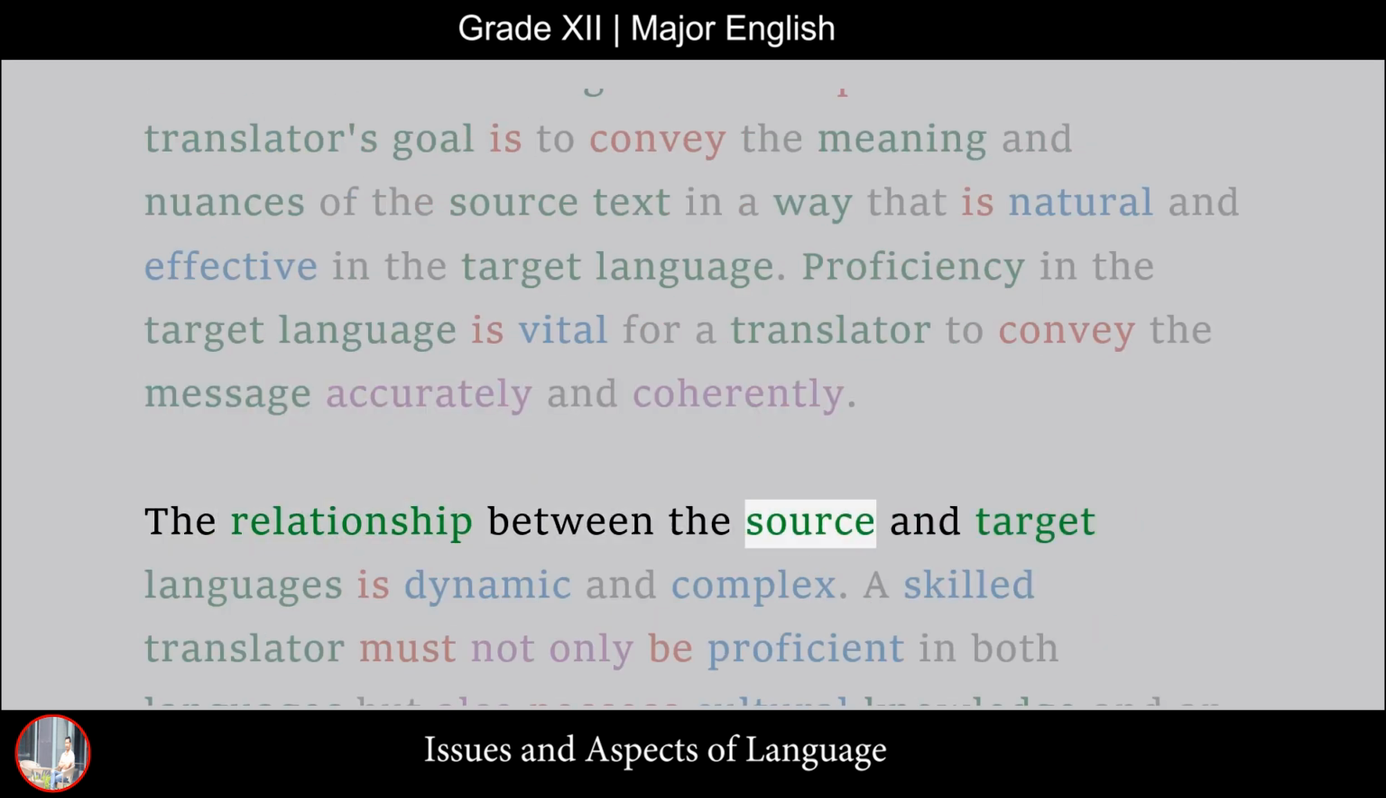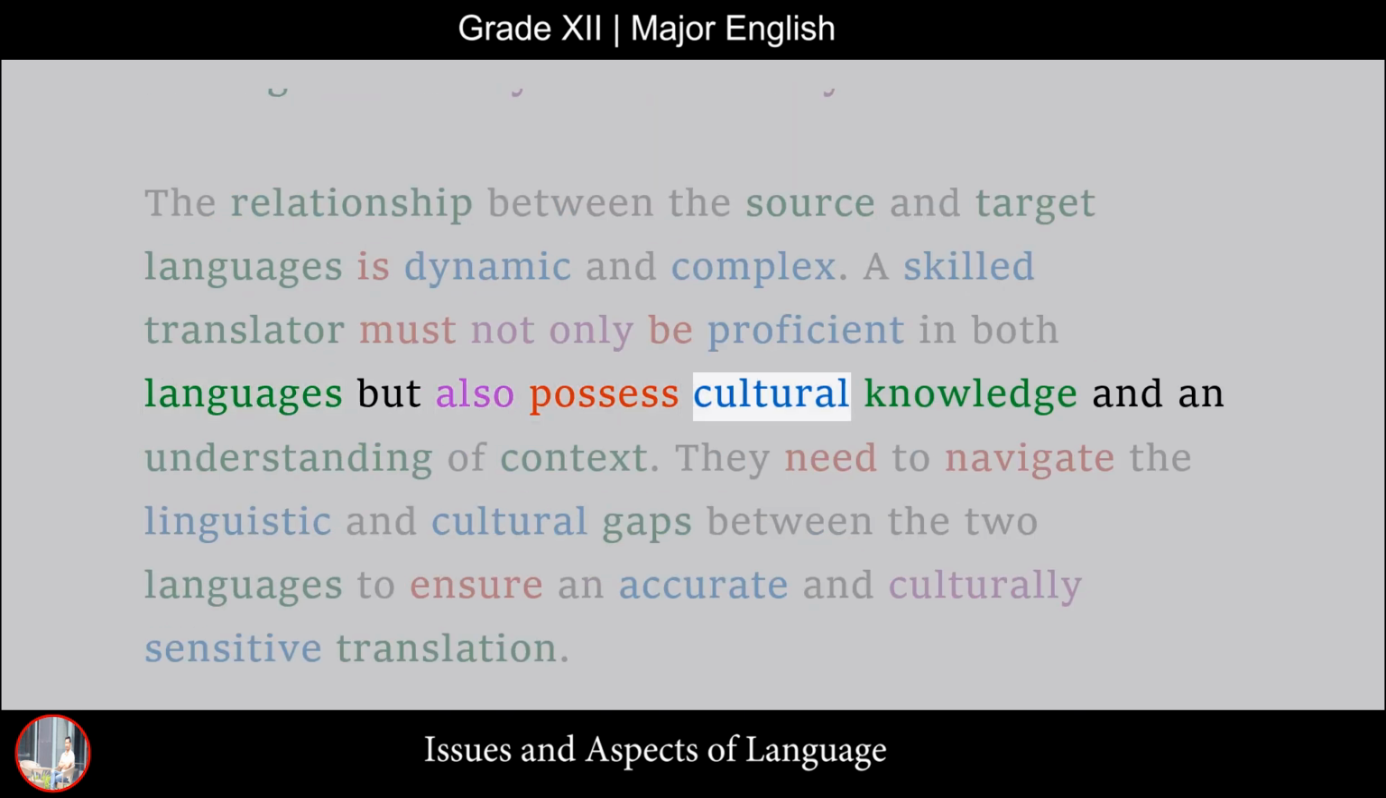The relationship between the source and target languages is dynamic and complex. A skilled translator must not only be proficient in both languages but also possess cultural knowledge and an understanding of context. They need to navigate the linguistic and cultural gaps between the two languages to ensure an accurate and culturally sensitive translation.